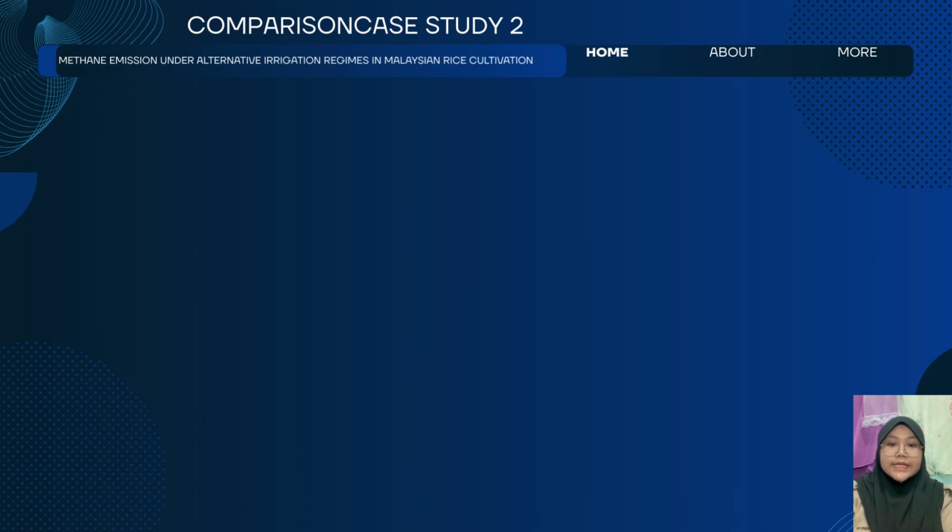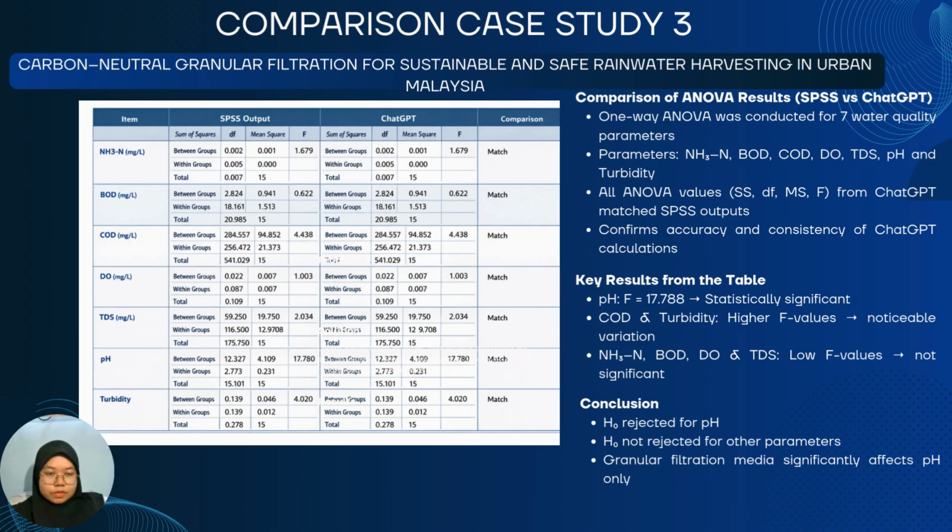For the error component, the sum of squares, degrees of freedom, and mean square error were the same for both SPSS and ChatGPT, indicating consistent estimation of experimental variability. Finally, the total sum of squares and total degrees of freedom were identical in both methods, further confirming the reliability and consistency of the analysis. Overall, this comparison demonstrates that ChatGPT's ANOVA calculations are fully consistent with SPSS output, validating the correctness of the experimental design analysis. And now we move to the next case study.